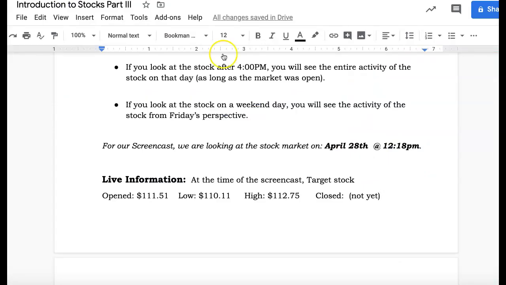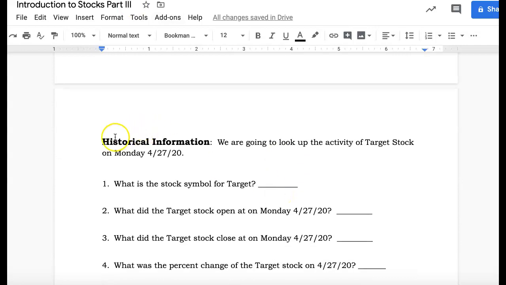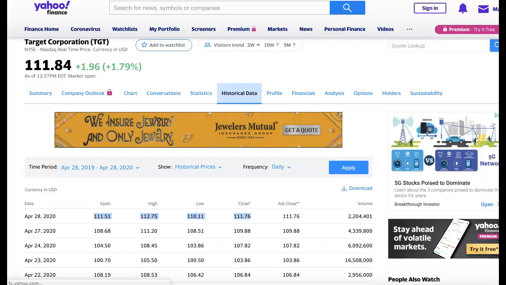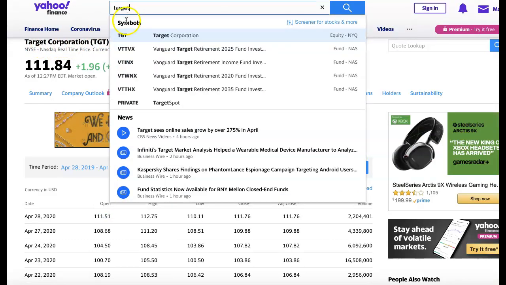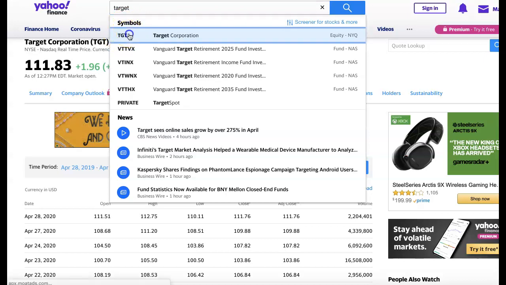Okay, so I just showed you how to find historical information. So yesterday was 4/27/20. Let's answer some of these questions. Some of them we already know. The symbol for Target, we learned, was TGT. We knew that because when I first logged on and searched for Target Corporation, it came up right there, TGT.